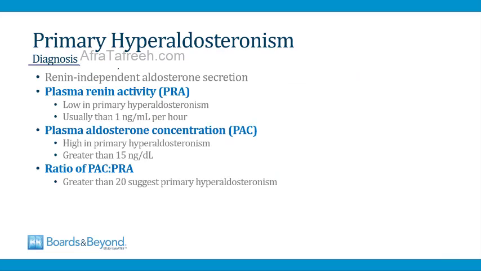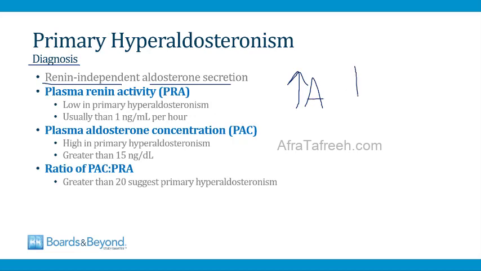The diagnosis of primary hyperaldosteronism is usually suspected in a patient with resistant hypertension that is not responding to treatment with one or more medications, especially if the plasma potassium level is low. To make the diagnosis, you need to demonstrate renin-independent aldosterone secretion, and by this I mean you need to demonstrate that the aldosterone level is high, but that the activity of the renin-angiotensin-aldosterone system, or the RAS, is low, and this means that the RAS is not what is driving the high aldosterone level.